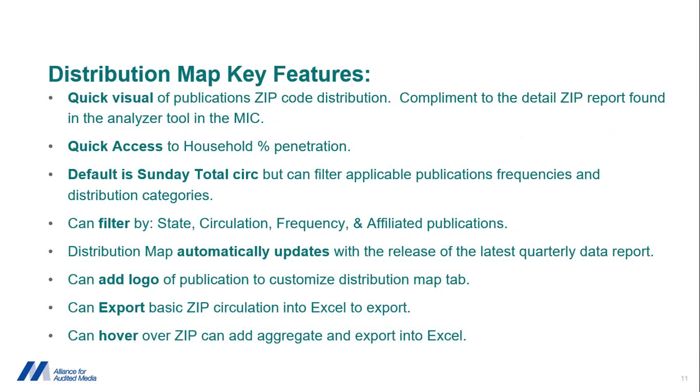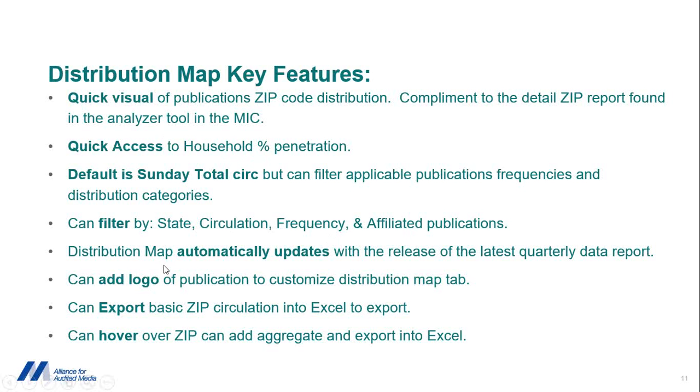Some of the key features of this distribution map tab: one, it's a great quick visual of the publication zip code distribution. It's a complement to the detailed report that you're going to find in the analyzer tool. Two, it gives you quick access to the household percent, so you don't have to go into the analyzer. It's going to be right there in that distribution heat map. When you look at the information on the heat map, it's going to default to the Sunday total circulation. However, you will be able to filter by state, circulation, frequency, as well as affiliated publications.